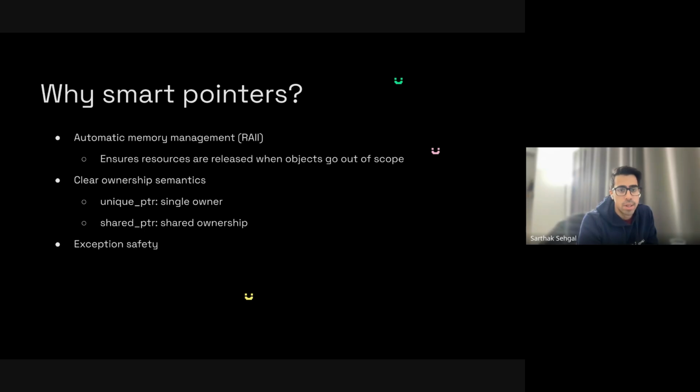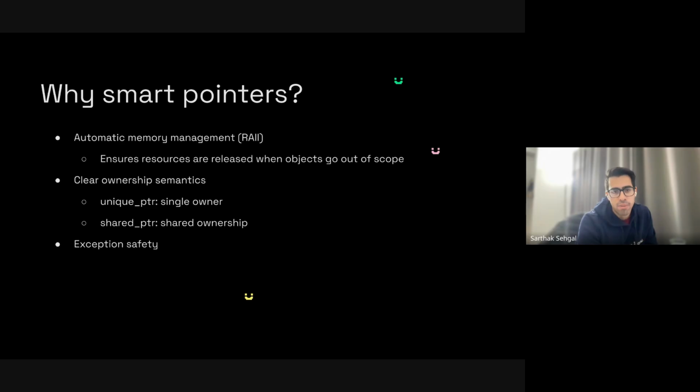The second advantage is that with smart pointers, you have clear ownership semantics. You have a unique pointer, which implies single ownership, and a shared pointer, which implies shared ownership. Whereas with raw pointers, you cannot know what the semantics behind it are, whether it's single ownership, shared ownership, or there's another weak pointer. There are other smart pointers as well, but I'll be focusing on unique pointer and shared pointer.